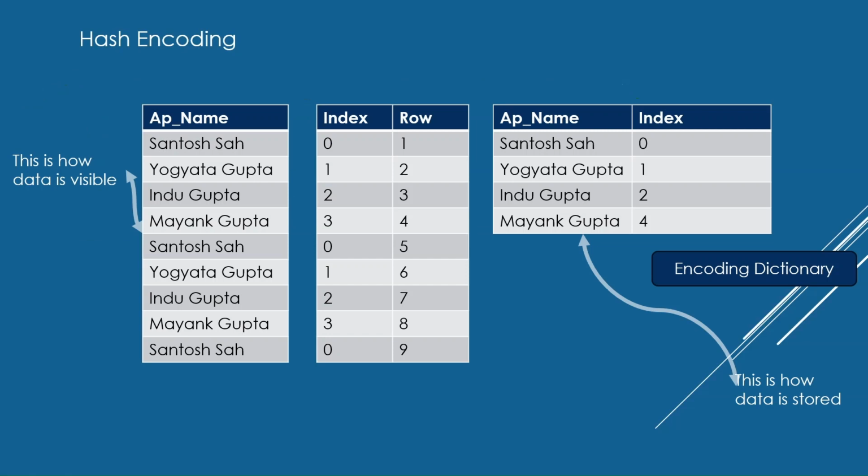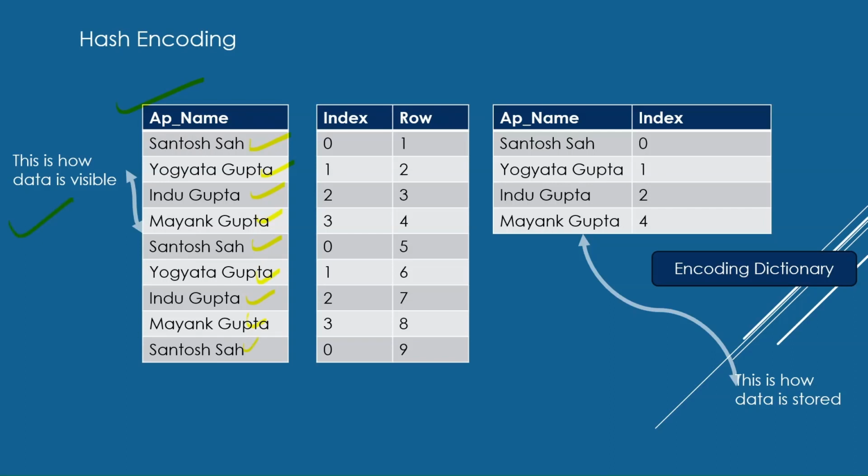So let's take a very simple example of how hash encoding stores the data at the backend, meaning in Power BI. Suppose this is the column and these are the text data present in this column. This is how the data is visible, right?